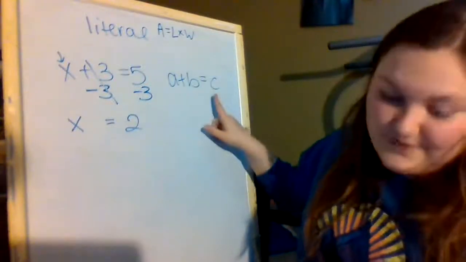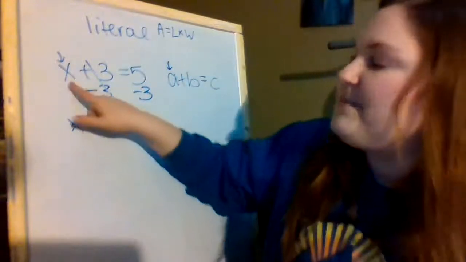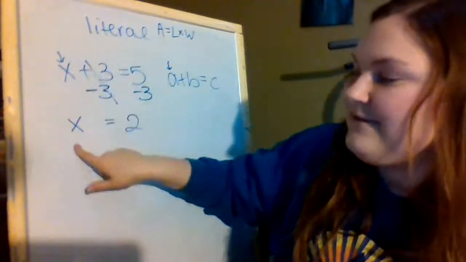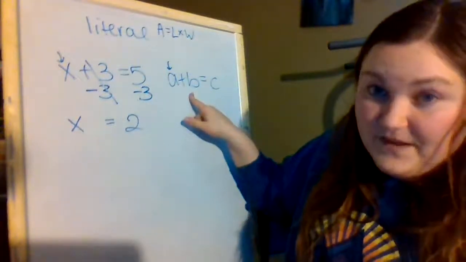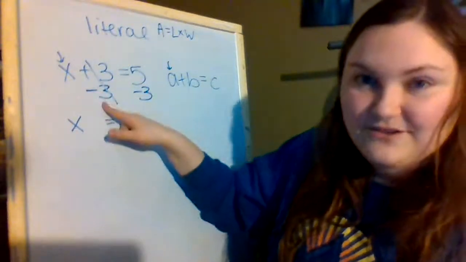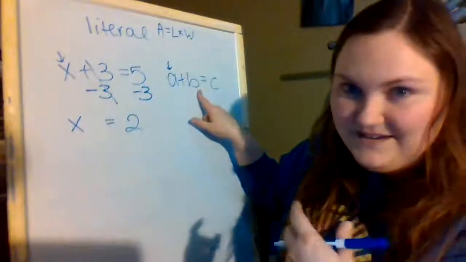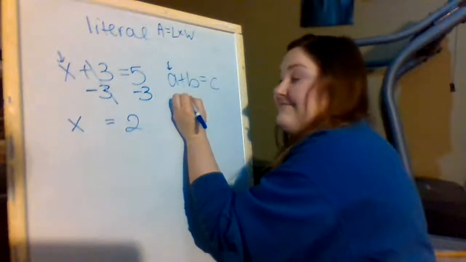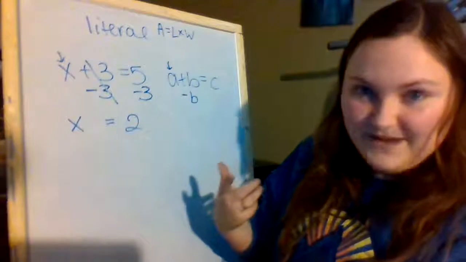If I asked you to solve this equation for A, just like before we said we would need to cancel that plus 3 to get x by itself, in order to solve for A, we need to cancel the plus b. Also like before, in order to get rid of the plus 3, we subtracted 3 because subtracting is the opposite of adding. Over here, to get rid of the plus b, we need to do the opposite, which would be minus b to get rid of our b.